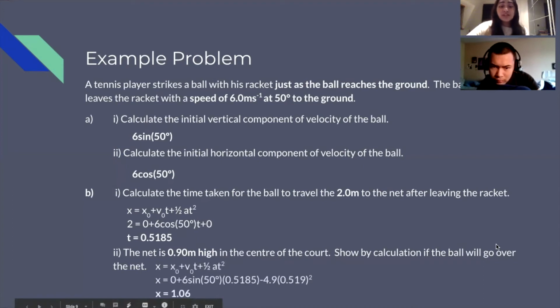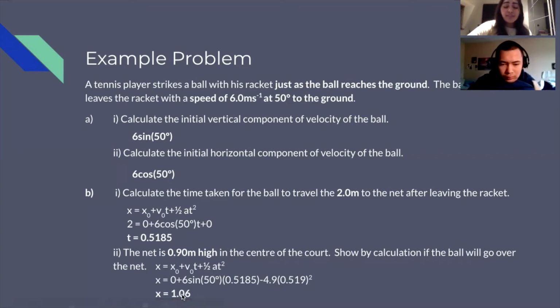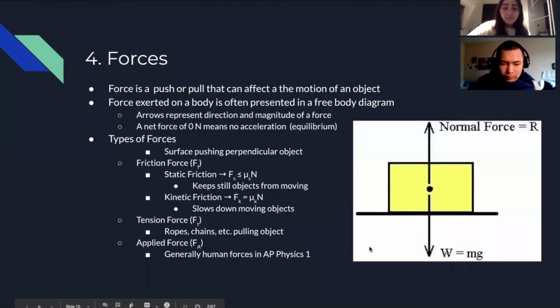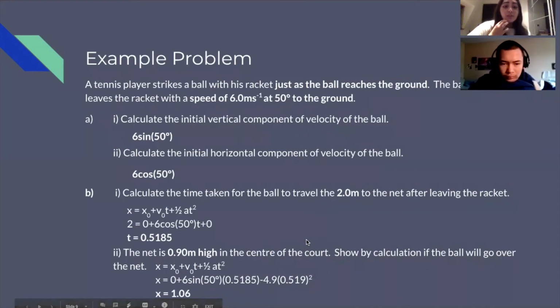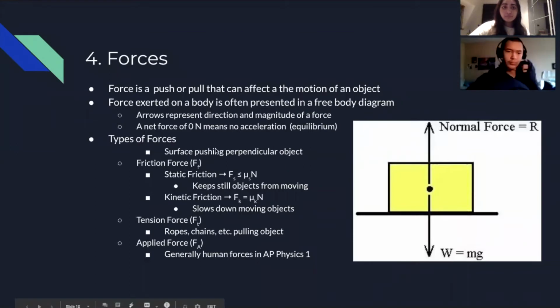And for this problem, we actually use the same equation. But instead of dealing with just the horizontal component, we now have to think about the vertical component because we're looking at how high the ball can go. And therefore, the velocity is now 6 times sine of 50 degrees, and the acceleration is now negative 9.8. Here it says negative 4.9 because it's just divided by 2 already. And we get that x is 1.06, and therefore it will go over the 0.9 high.